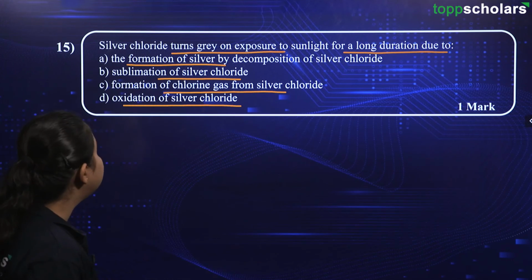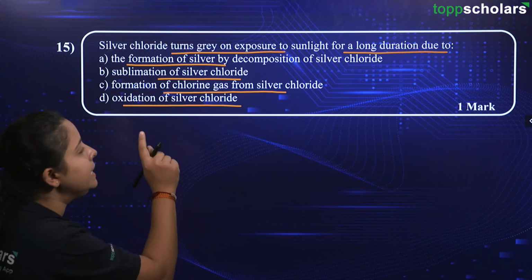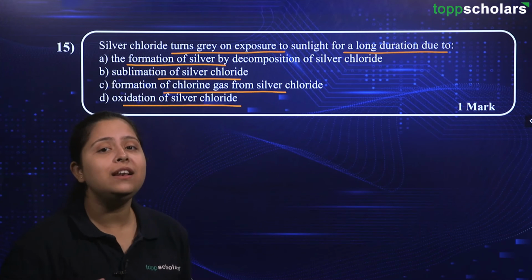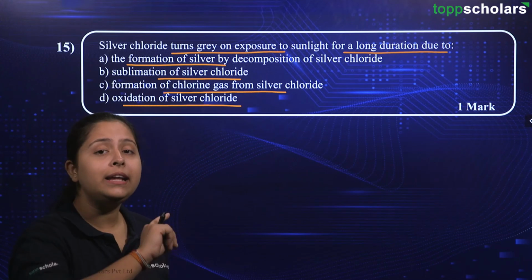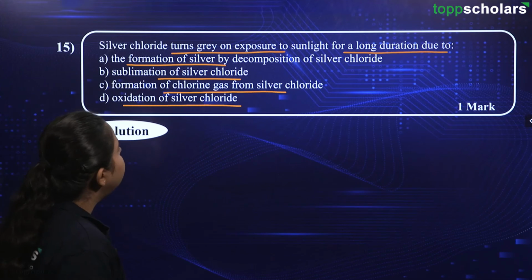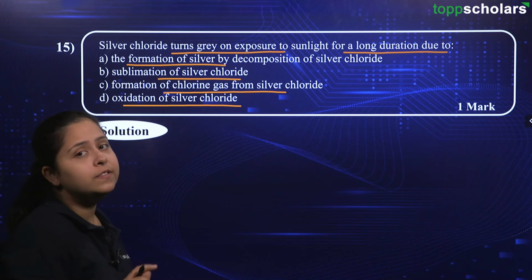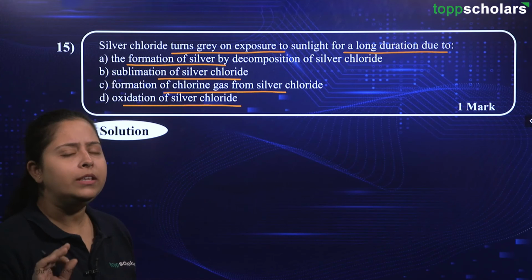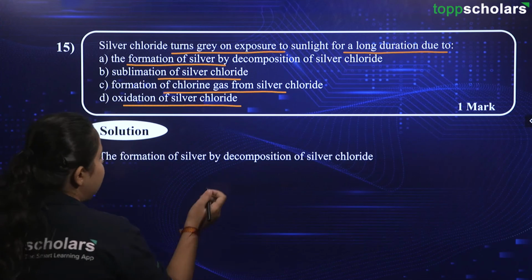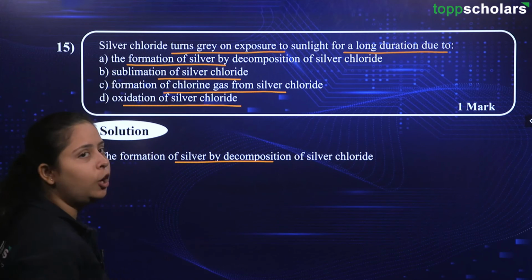I will proceed with the answer of this question. Silver chloride is turning grey, okay, on exposure. Grey is the color for silver. That means silver chloride is being converted into silver, right? So, the formation of silver by decomposition of silver chloride seems to be about the right answer logic-wise. Let us see over here. Yes, it is the correct answer. We should go with option A.